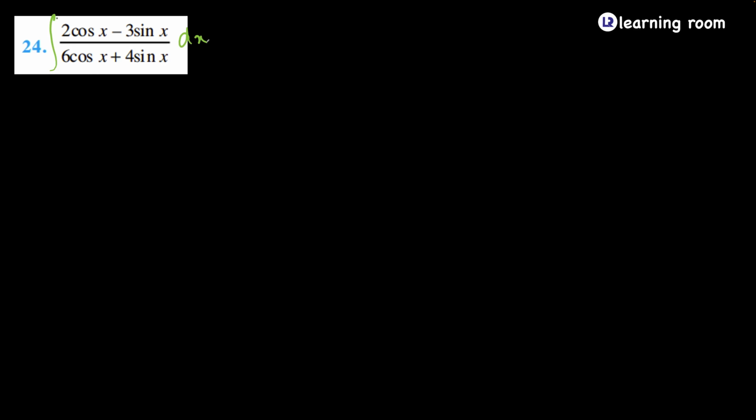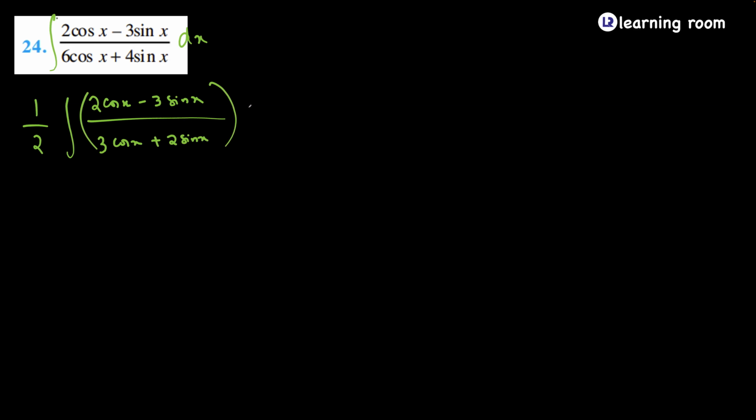So 24th problem. Listen to this. Integral of 2 cos x minus 3 sin x divided by 6 cos x plus 4 sin x times dx. Right. So here if you observe, what can I do? What is common in the denominator? So 6 and 4 both are multiples of 2. So can I write this as half of integral of 2 cos x minus 3 sin x divided by 3 cos x plus 2 sin x times dx.